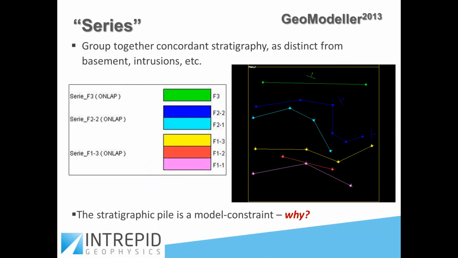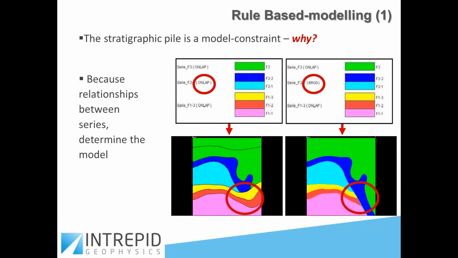And so on the left-hand side we have a geological pile, and we've grouped together units which are concordant and separated those which may have an angular relationship between them. The first thing I'd like to say is that the stratigraphic pile is actually a model constraint. And so why is that? Hopefully this slide will illustrate that point.